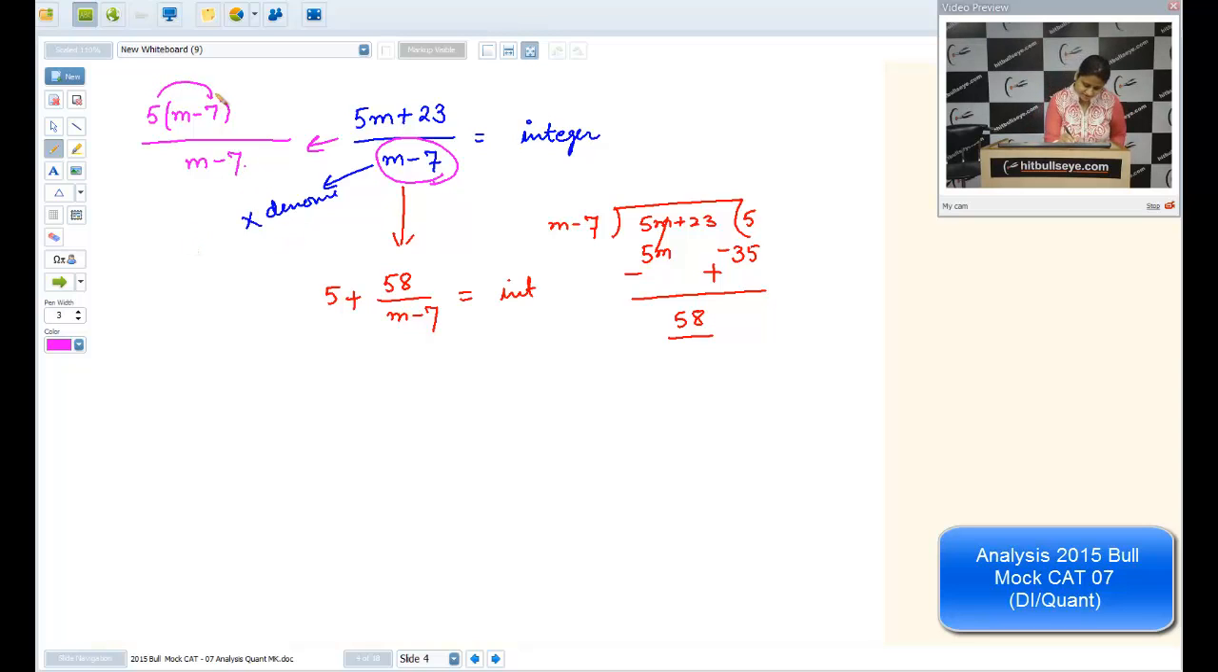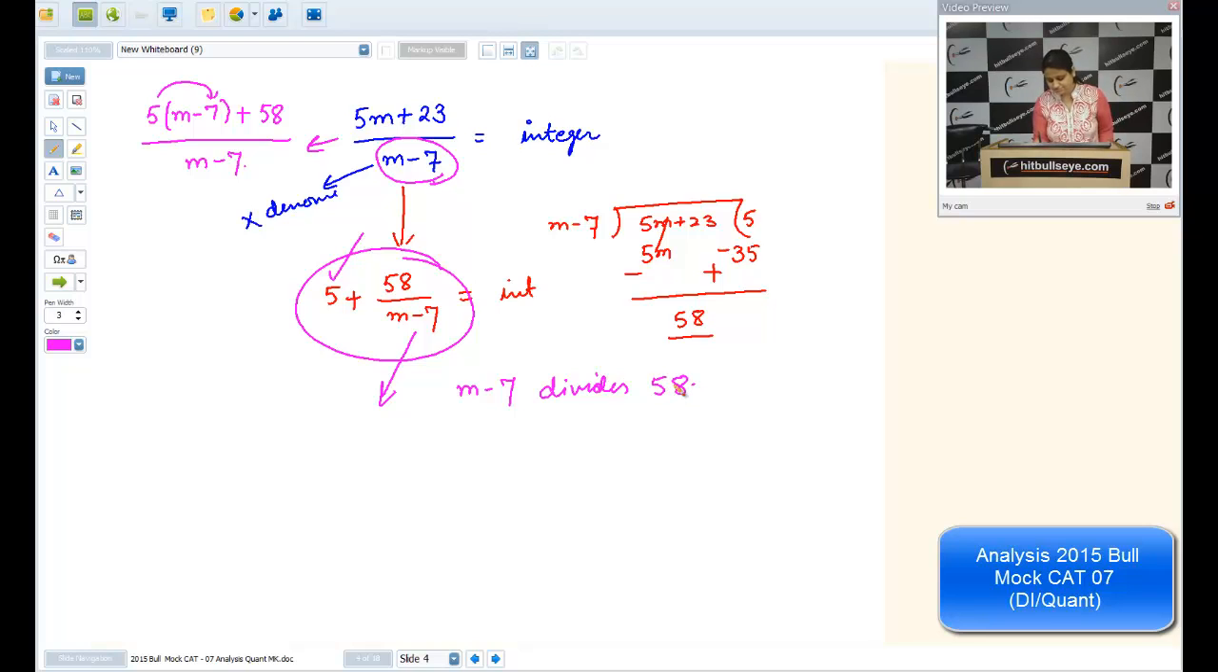See, what is 5 into 7? That is minus 35. And we need plus 23. So we will add 58 to minus 35 to make it 23. We could do it directly. So now this expression should be an integer. 5 already is an integer, so if 58 upon m minus 7 is an integer, we can say m minus 7 should divide 58.